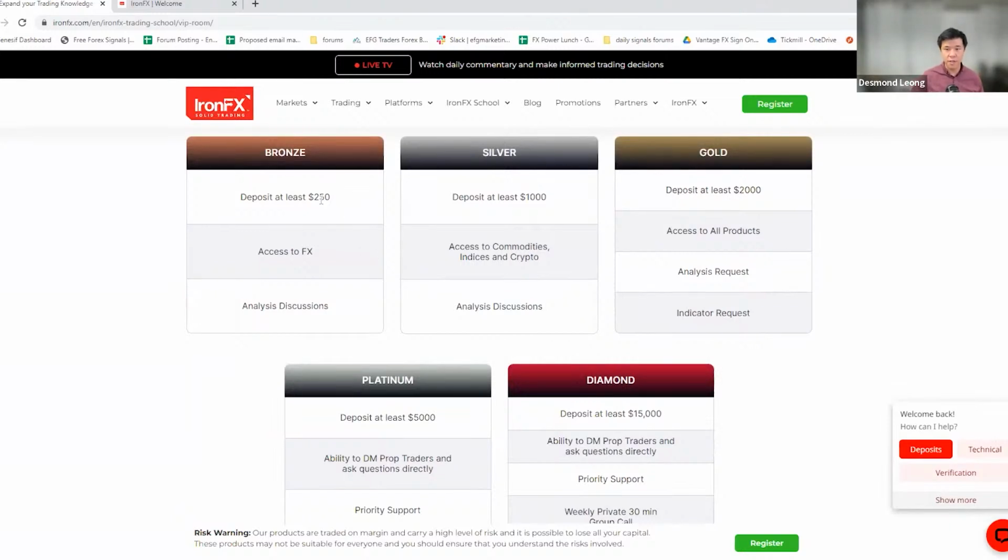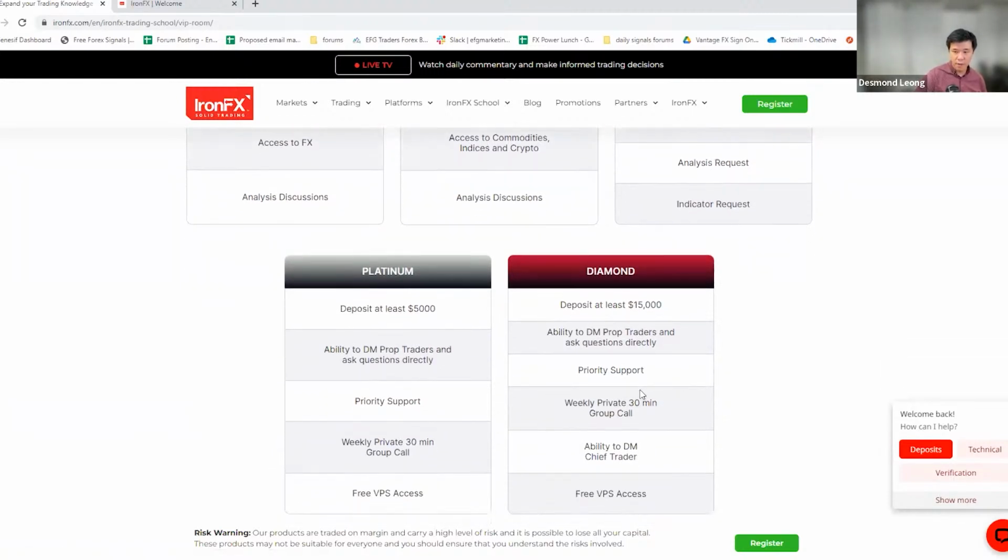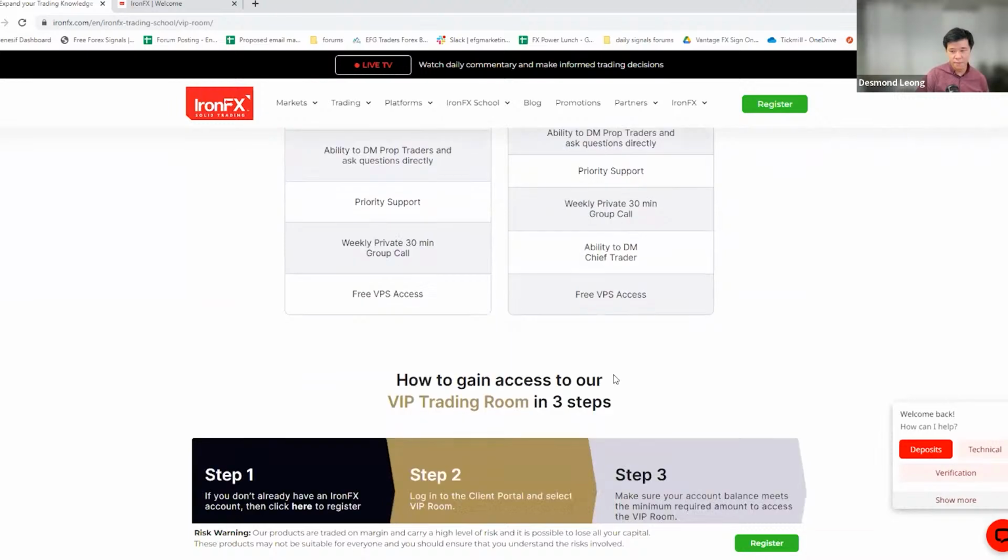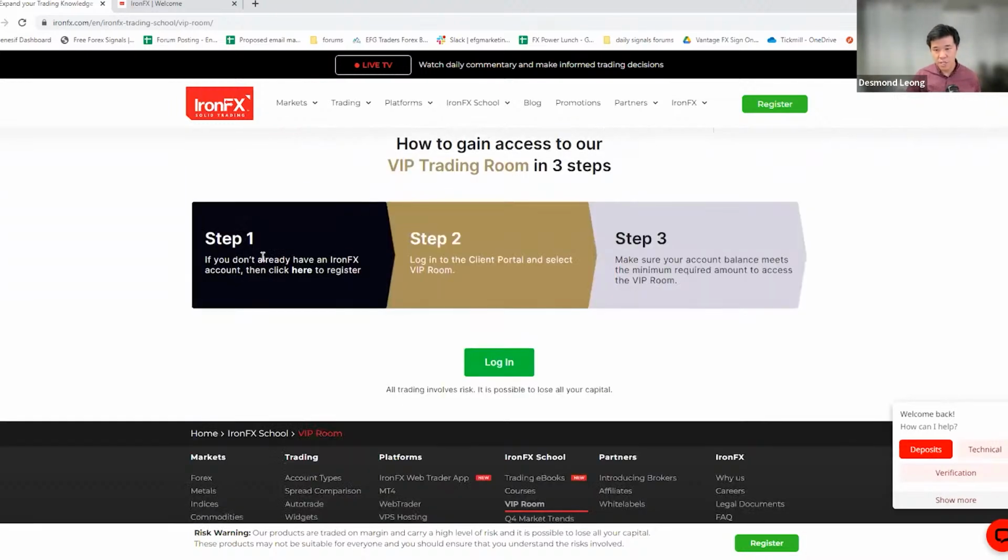You need $250 in your IronFX live account to get access. The more you put in, the more access levels you're granted. It's a pretty simple thing. You just need to log into IronFX, and once you're in the client portal, you click the VIP room and it will automatically give you access if you have enough funds in your account.